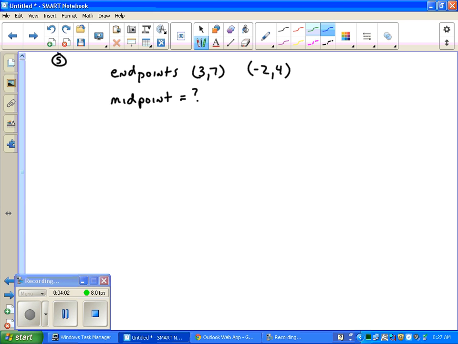Number 5 says the endpoints are 3, 7, and negative 2, 4. The formula for midpoint is x sub 1 plus x sub 2 over 2, and same thing with your y's, y sub 1 plus y sub 2 over 2. You don't have to remember that formula because all you have to do is average the points.